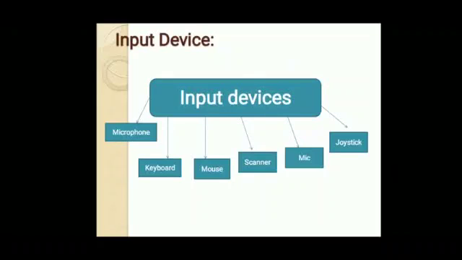So first, you know what is a computer. What is a computer? A computer is an electronic device. Why is it an electronic device? Because it works on electricity. And a computer works on two things: one is the input device and the second is the output device.